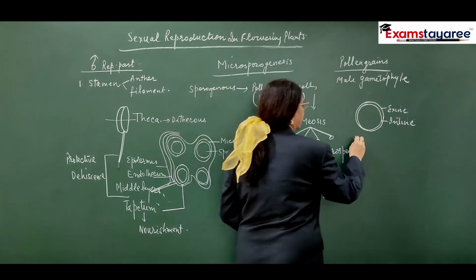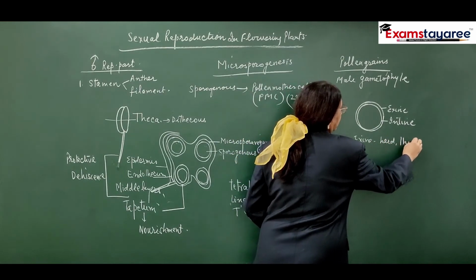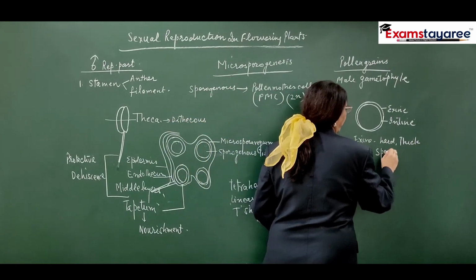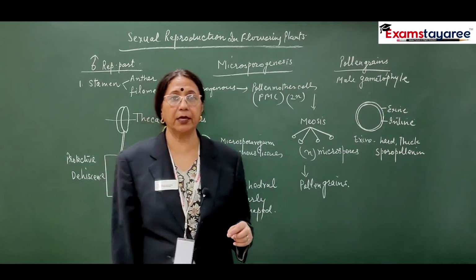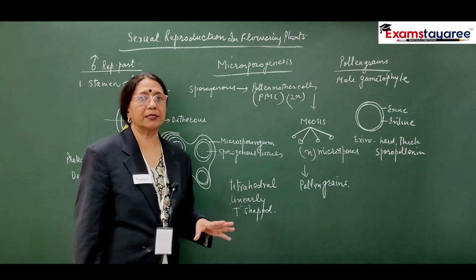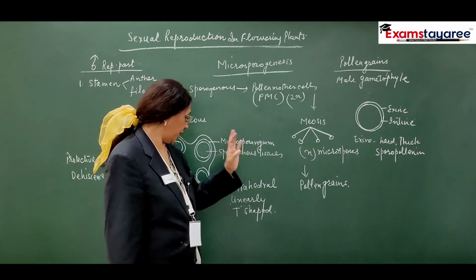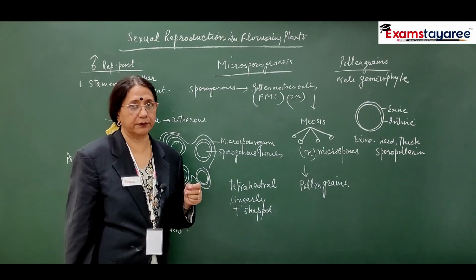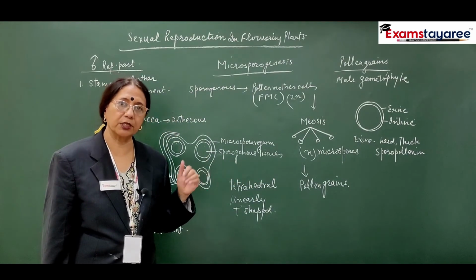Exine is hard, thick, and is made up of a chemical known as sporopollenin. This is an organic material and is supposed to be the hardest substance because no acids, bases, or any chemical can degrade sporopollenin, and it can also withstand very high temperatures. Because of this, pollen grains can be kept as fossils also.